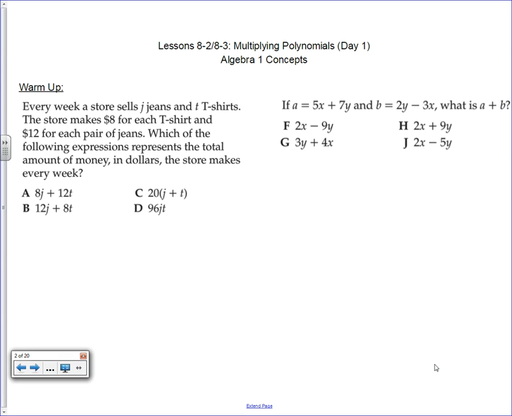It says, every week a store sells J jeans and T t-shirts. The store makes $8 for each t-shirt and $12 for each pair of jeans. I'm going to go ahead and underline that because that seems like it's going to be important. Which of the following expressions represents the total amount of money in dollars a store makes every week? $8 for each t-shirt. Well, t-shirts are T, so that should be an 8T. And $12 for each pair of jeans. Well, that's J, so that would be 12J. So where do I see that? That looks like letter B.